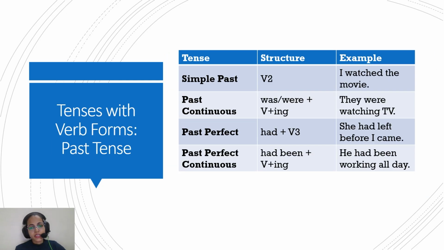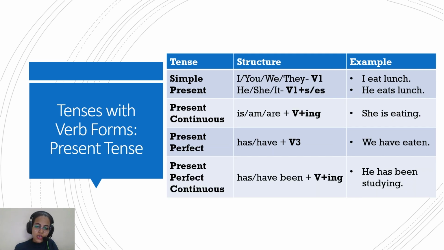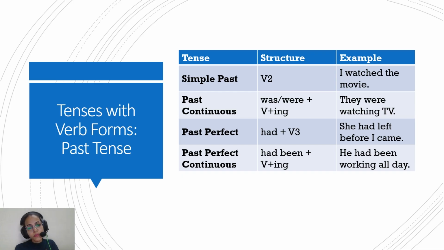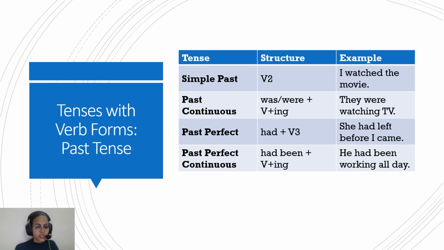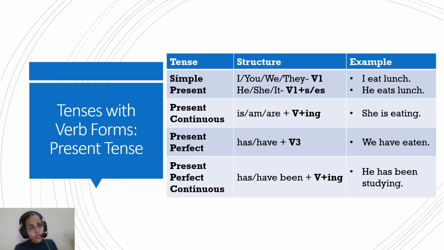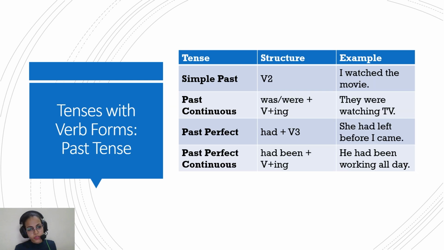Now simple past, again the second form of verb. Past continuous, was plus ing form of verb. In present it was is, am, are. Now in the past it becomes was plus ing form of verb. For past perfect, in the present it was has, have plus third form of verb. In the past perfect it is had plus third form of verb. So she had left before I came. Past perfect continuous, had been plus ing form of verb. In the present perfect continuous it was has, have been plus ing form of verb.